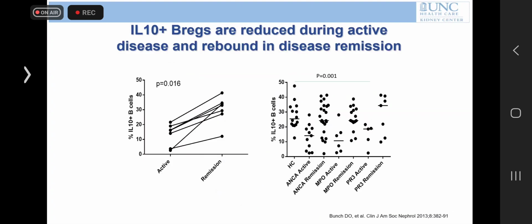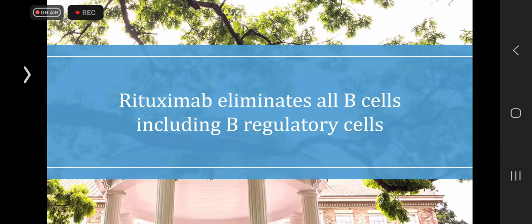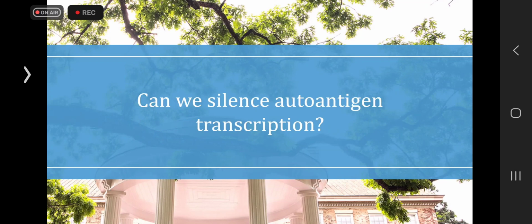B regulatory cells work when they're producing IL-10. And what you'd like to do, of course, is to have B regulatory cells that produce IL-10 and decrease the immune response. Please remember that when you use repetitive rituximab, you eliminate all B cells, including the protective B regulatory cells. Wouldn't it be nice then to just target autoreactive B cells that are producing autoantibody, leaving the B regulatory cells alone? So how do we take everything that we've just described, that we've learned about this disease process?